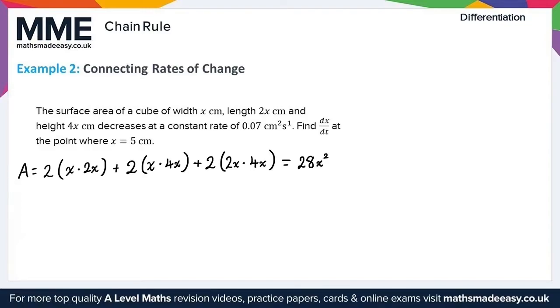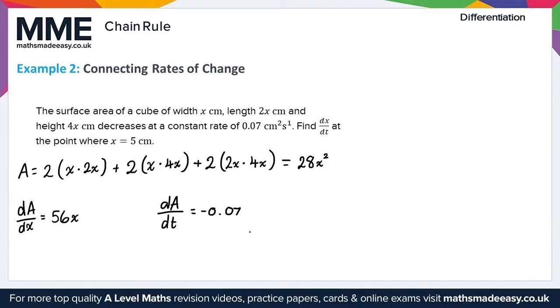Using this surface area, what I can find straight away is the derivative of the surface area with respect to x. That would be dA by dx, which is simply the derivative of 28x squared with respect to x. That would give us 56x. Now we know A decreases at a constant rate, so we can write that dA by dt is equal to this constant rate. This is a decrease, so we write this as minus 0.07. Just be slightly careful: it's a decrease, so make sure we denote that it's negative.